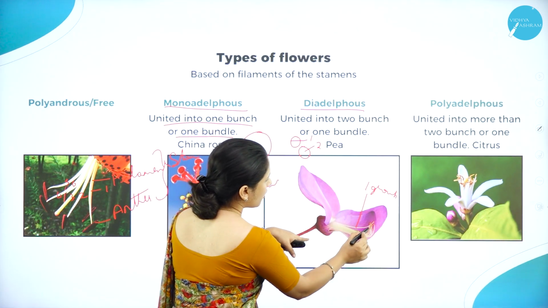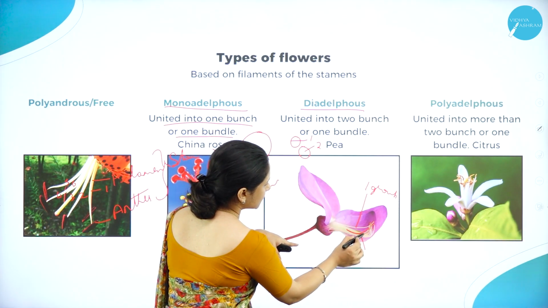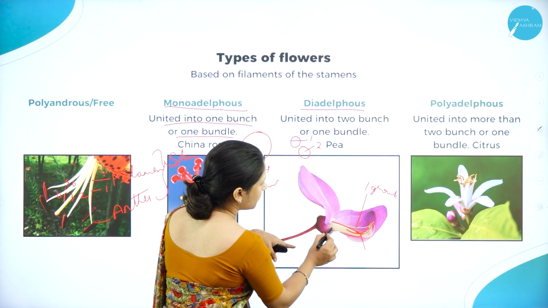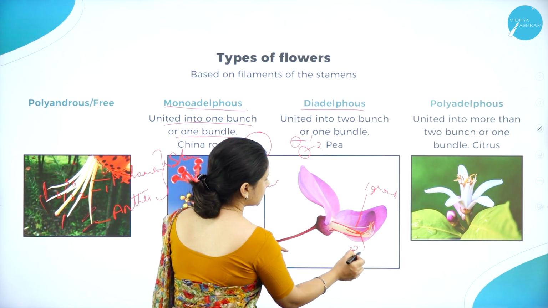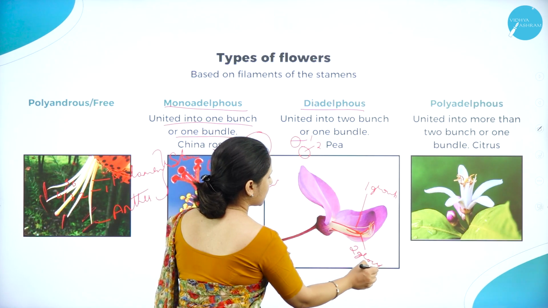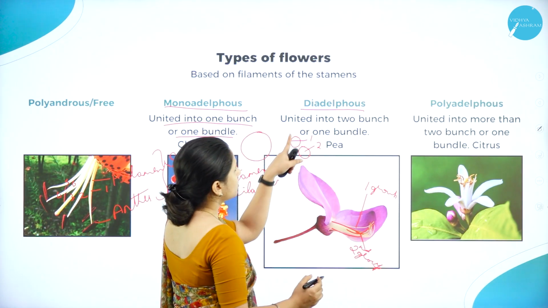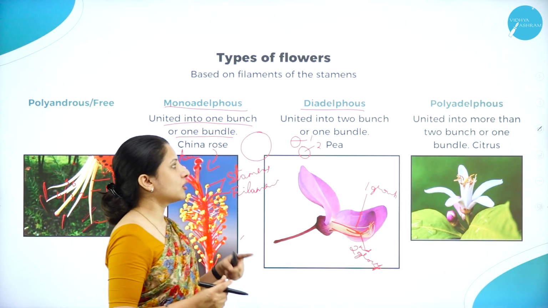Can you see here all the filaments? So here the filaments of the stamens are all united to one particular group. So this is the group 2, the second group. So they are united in two bunches or bundles.